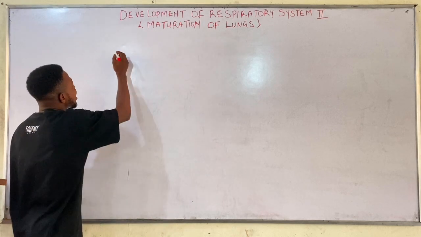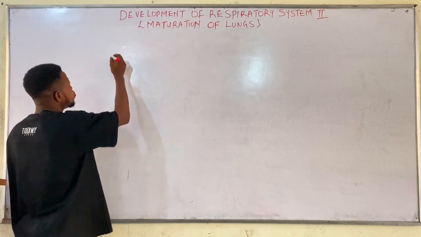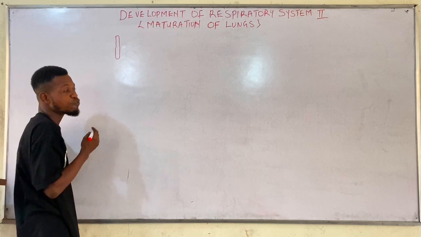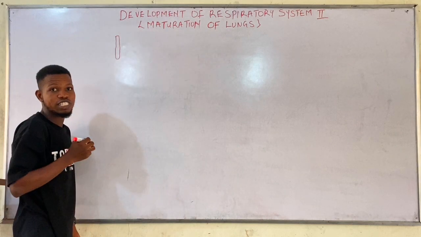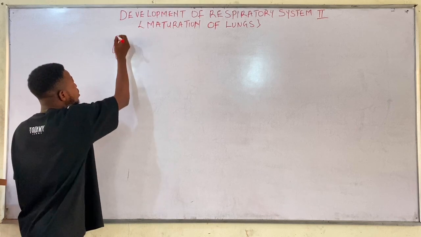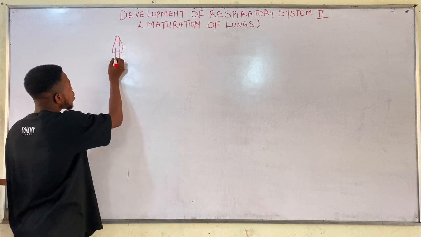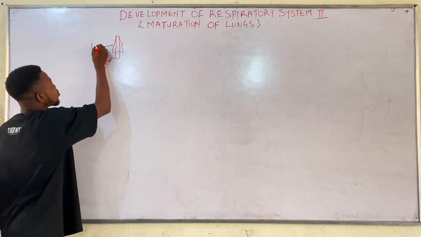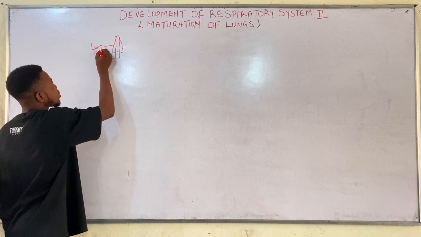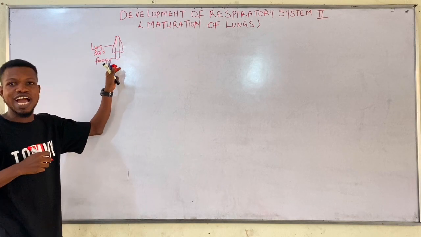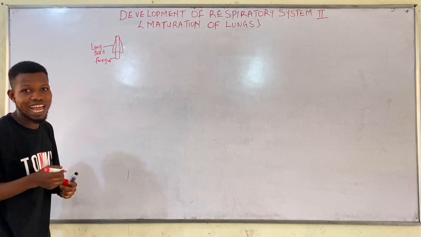So we have something like this as the anterior view. So this is our foregut. Then coming up from the foregut is our endoderm, which is the lung bud. So this is here. Now this is our foregut, and this is our lung bud. So this lung bud is also regarded as the respiratory diverticulum.